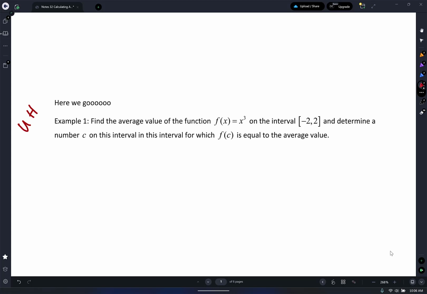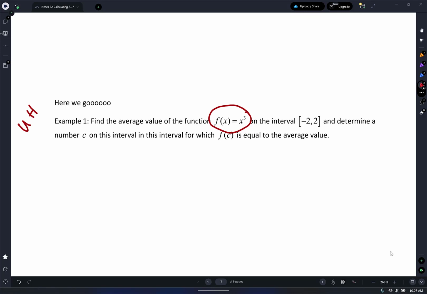Let's slow down. Let's see if we can use our intuition to find the average value of this function without any formulas. f of x equals x cubed. Do we know how that function looks? Everyone took algebra 2, so we should. How does it look?